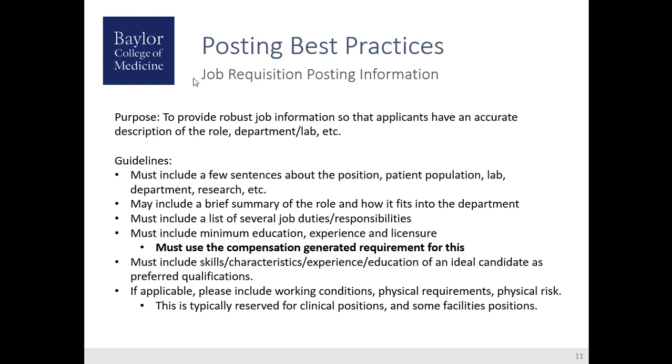The minimum education and experience licensure, like I said, that is set by compensation. That's not going to change. That's going to be on the job posting. But you do have the opportunity to add preferred qualifications. So if the job requires a bachelor's degree, but you'd really like somebody with a master's, we can put that in the preferred qualification section. You can also include working conditions information, physical requirements, physical risk, very common for clinical positions and even some facilities positions, but we can definitely add that if it's applicable for your position.